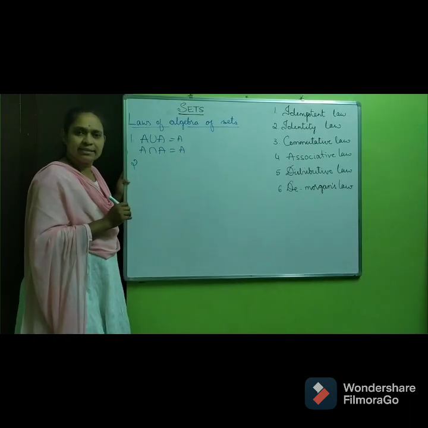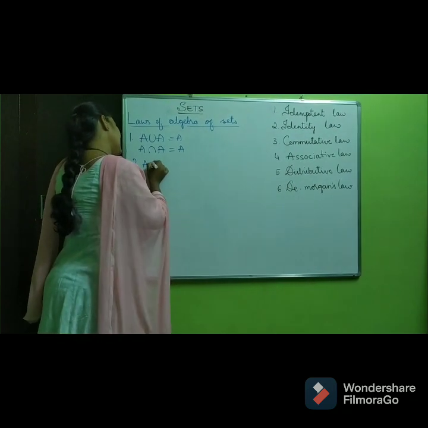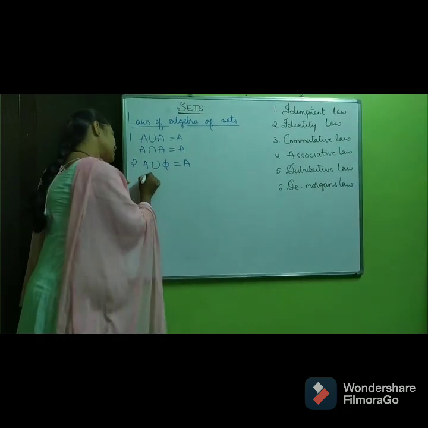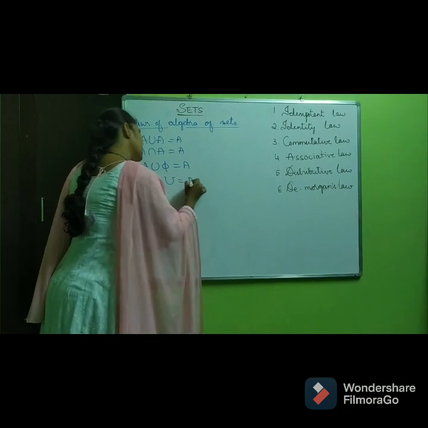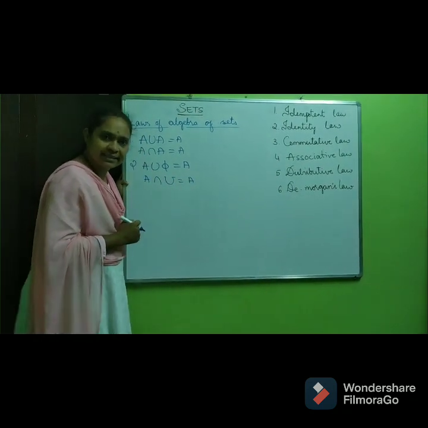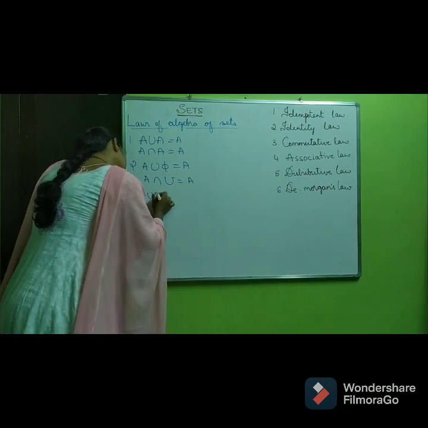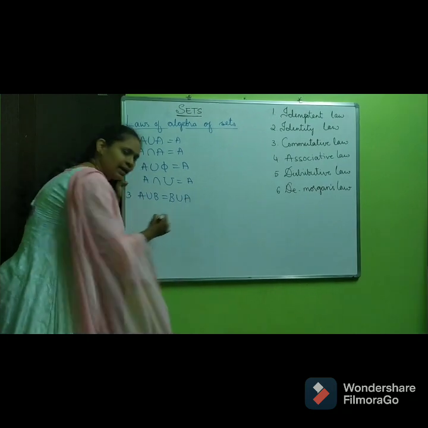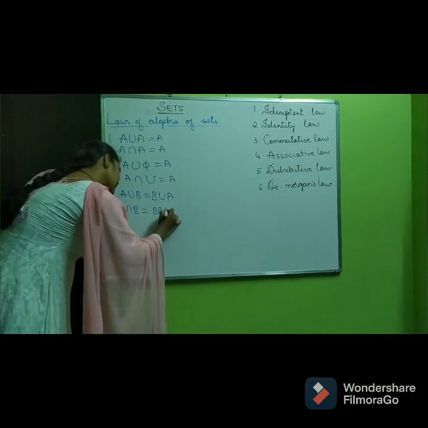Second one is identity law. Identity law is A union null set is equal to A, and A intersection universal set is equal to A. Commutative law says A union B is equal to B union A and A intersection B is equal to B intersection A.